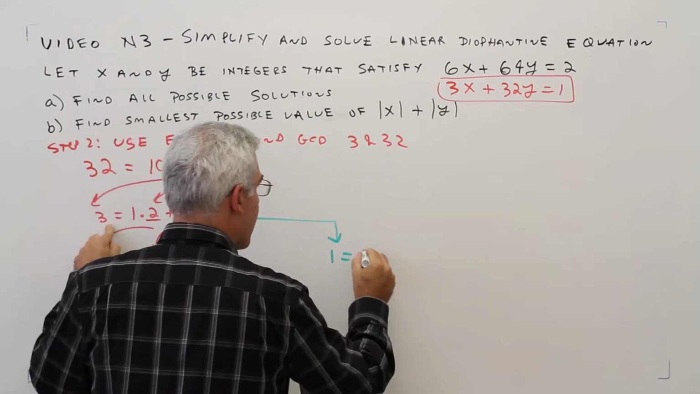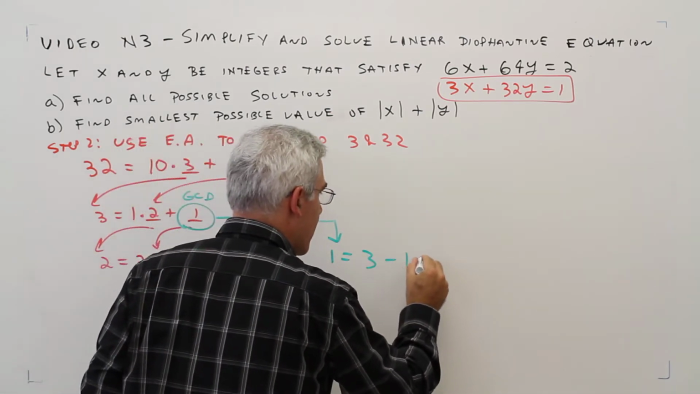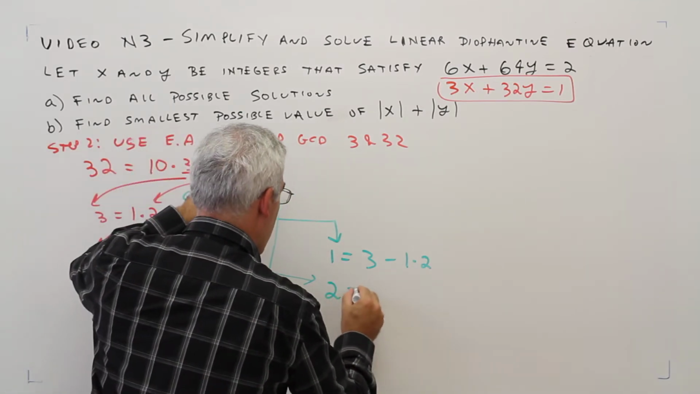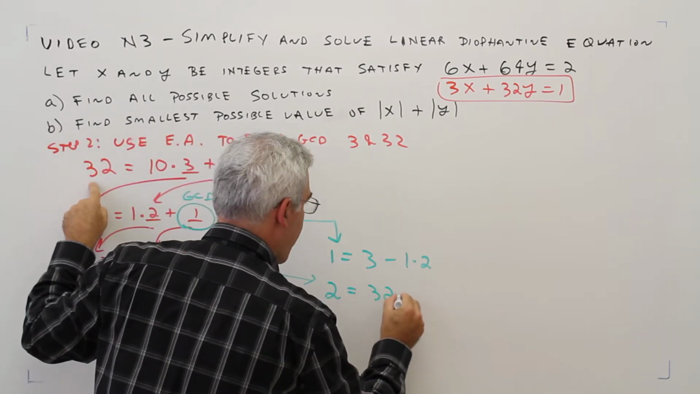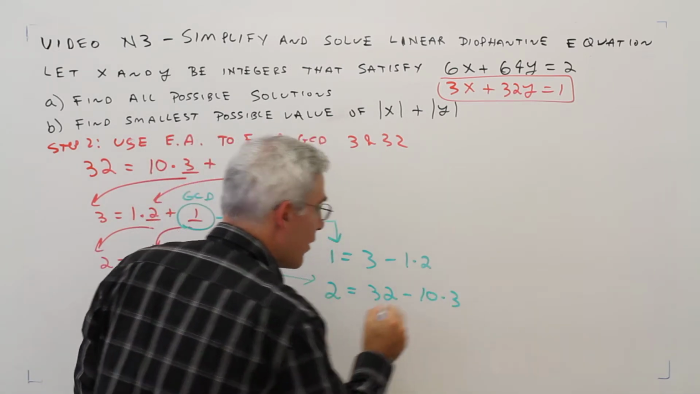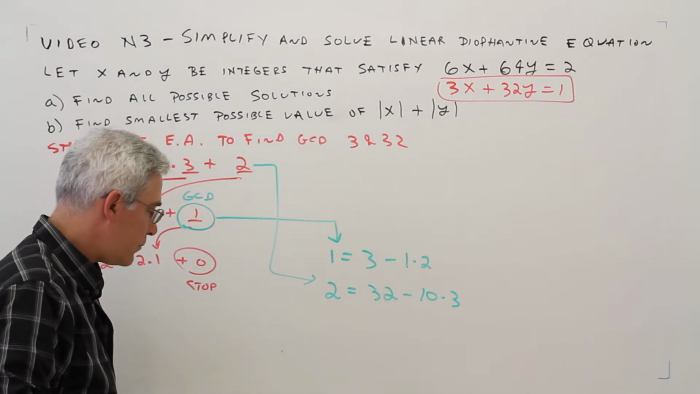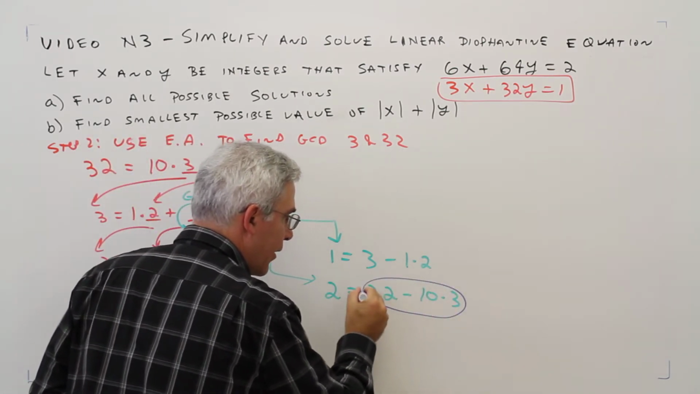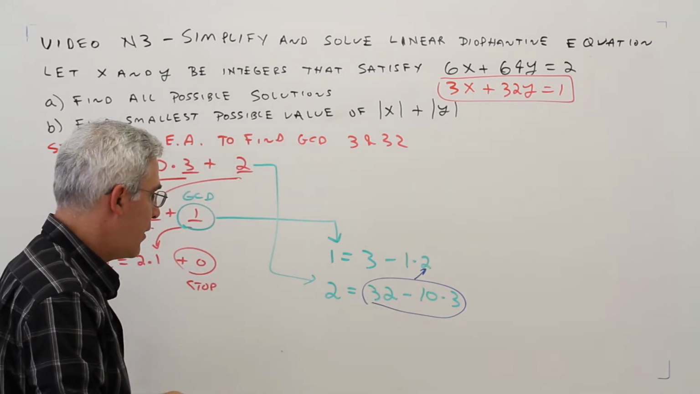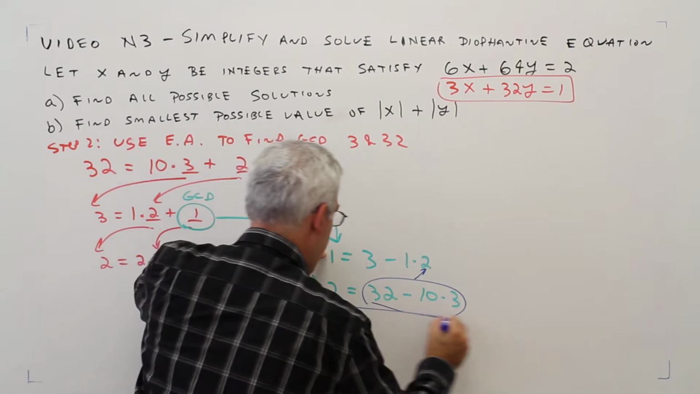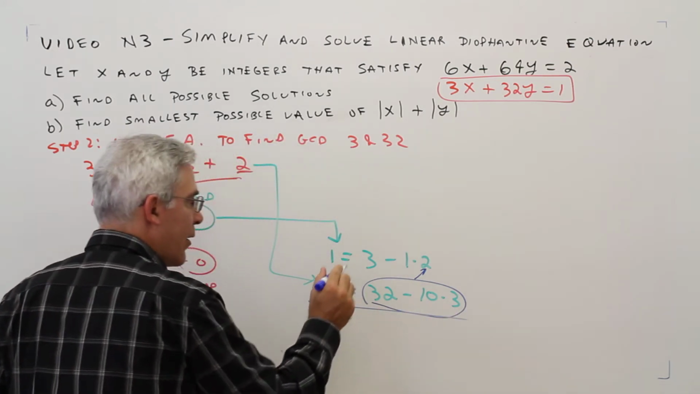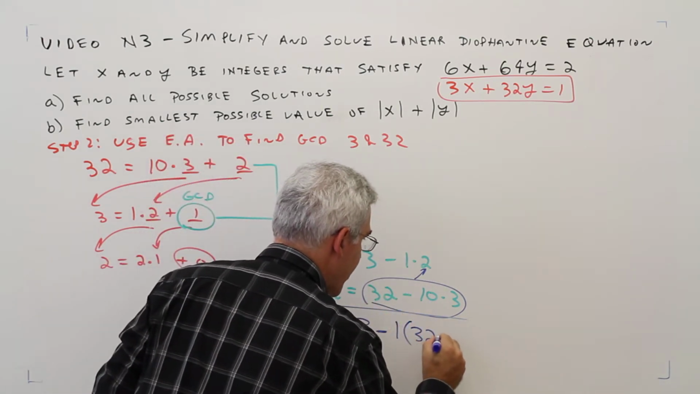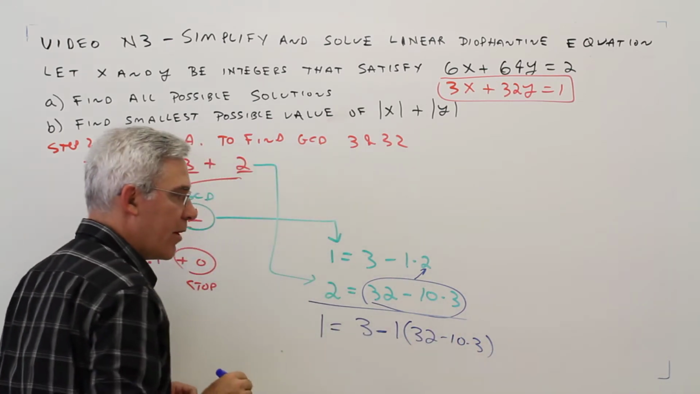So 1 equals 3 minus 1 times 2. And then I'll take the step above. 2 equals 32 minus 10 times 3. Then I've got the 2 here, so I'm going to substitute it into the equation above. And I'll get, in the equation above, 1 equals 3 minus 1 times 32 minus 10 times 3.